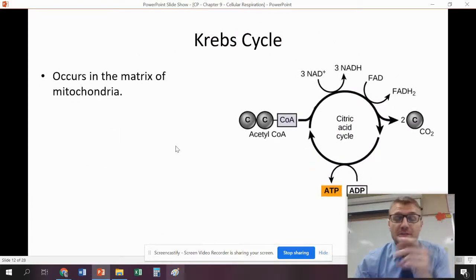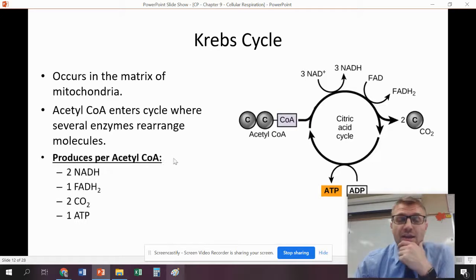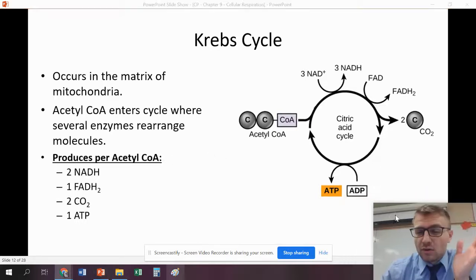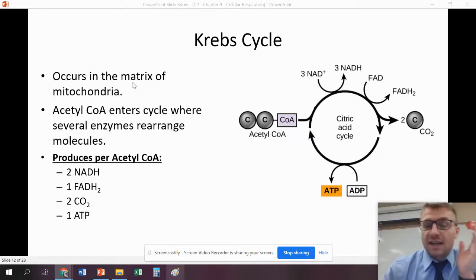So now we're through 2 steps. Now we're going to go through that 3rd step. Now the 3rd step is arguably one of the most difficult steps, but again, I don't have you learning too much about it. This occurs again in the matrix of the mitochondria. Acetyl-CoA is going to enter this cycle, and you can see how this cycle is kind of like, I want to say a merry-go-round, but like a cycle that goes around and around.